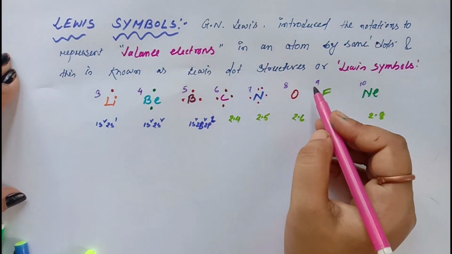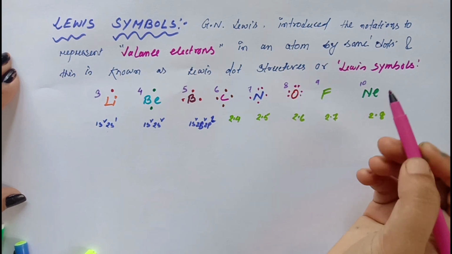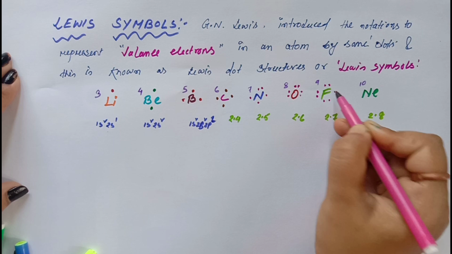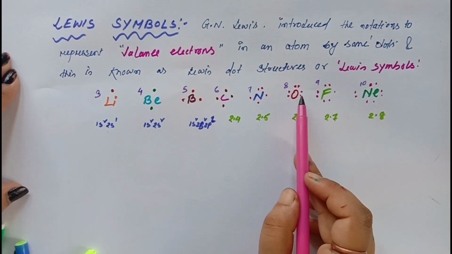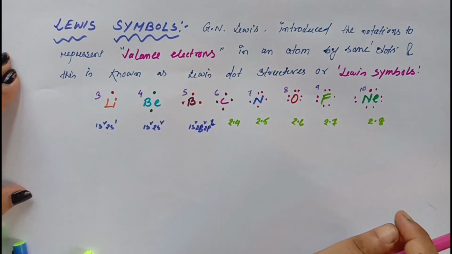Then oxygen has 1, 2, 3, 4, 5 and 6. Fluorine has 7: 1, 2, 3, 4, 5, 6, 7. Neon has 8 valence electrons. So these are the electron dot symbols which are known as Lewis dot symbols.